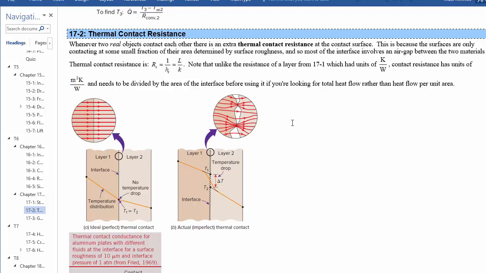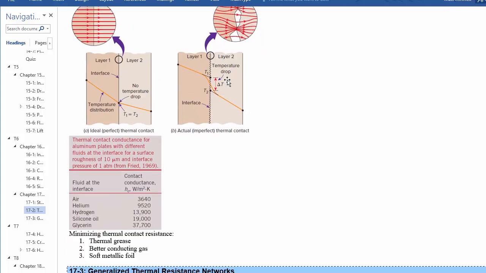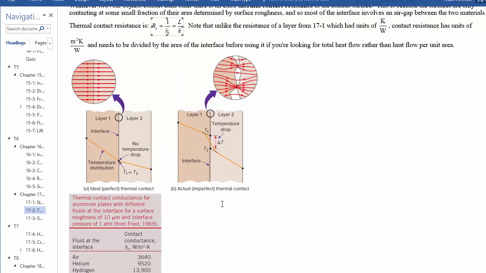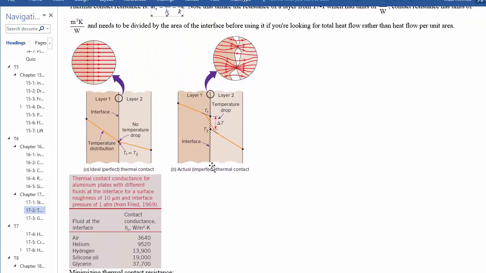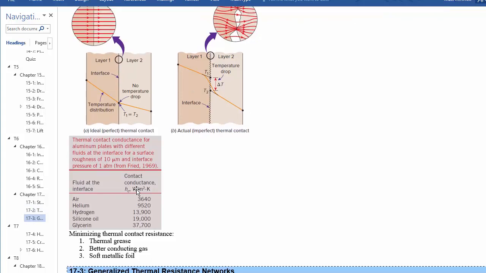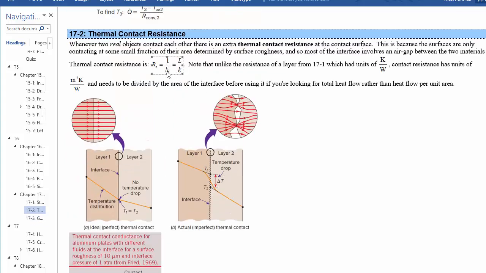When we have thermal contact resistance, this is quoted as really like 1 over hC. So it's not in exactly the correct units for us to be able to use it in the problem right away. You see these contact conductances defined as watts per meter squared Kelvin. That's the inverse of this thermal contact resistance.